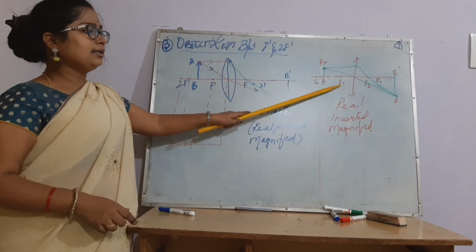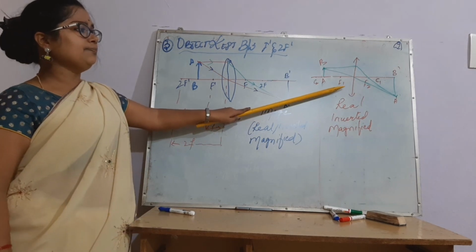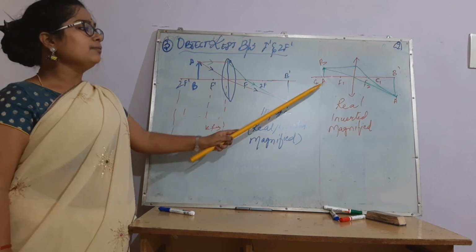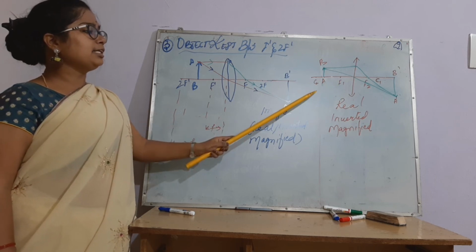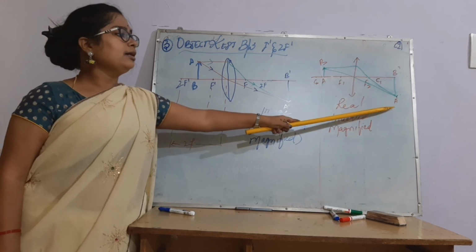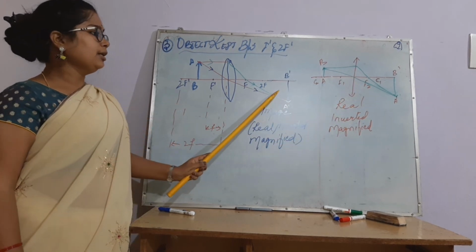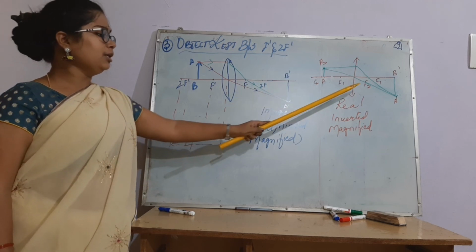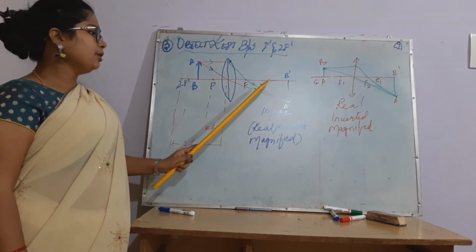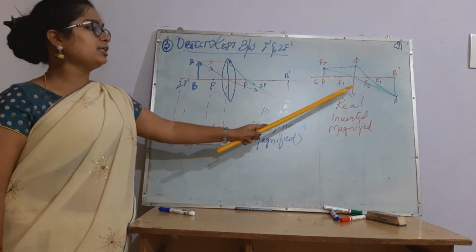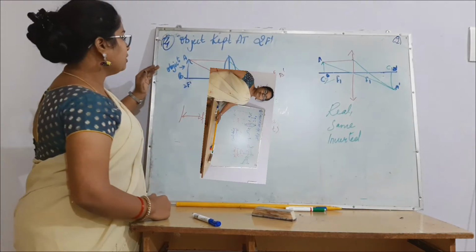And here I have drawn the symbol of the lens, isn't it? So if the object is placed between F and C2, the image is formed beyond C1. Here the same, beyond 2F dash it is formed. Here also beyond it is formed. Beyond 2F it is formed. It is C1 it is formed. Got it?